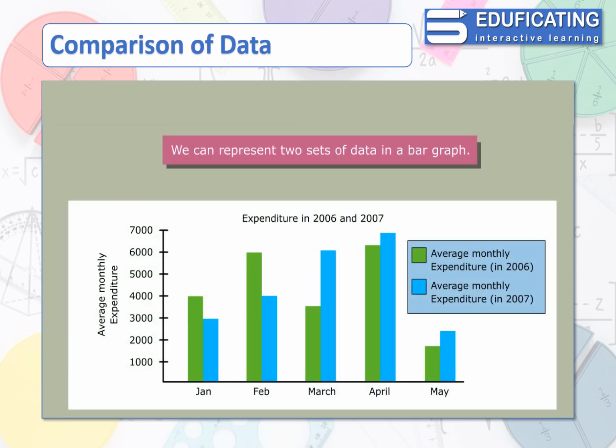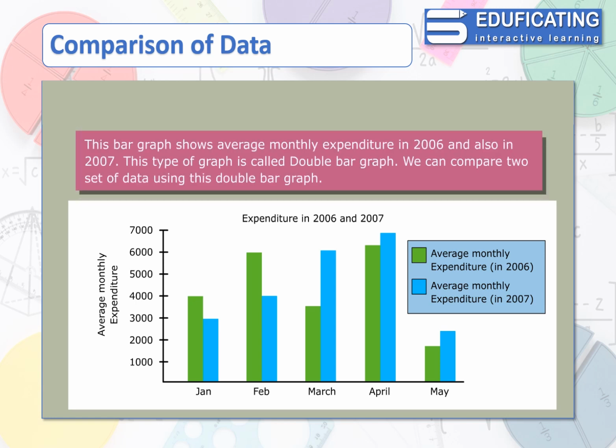Comparison of data. We can represent two sets of data in a bar graph. This bar graph shows average monthly expenditure in 2006 and also in 2007. This type of graph is called double bar graph. We can compare two sets of data using this double bar graph.